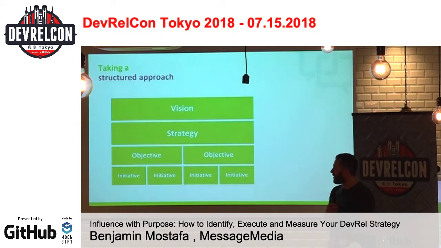It looks something like this. You start off with your vision, which breaks down into strategic statements. Under that you have objectives, and then below that you have your activities, which are your day-to-day things that you undertake and do.